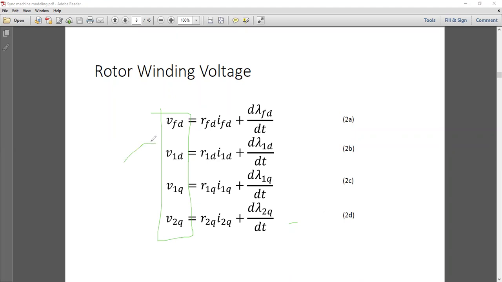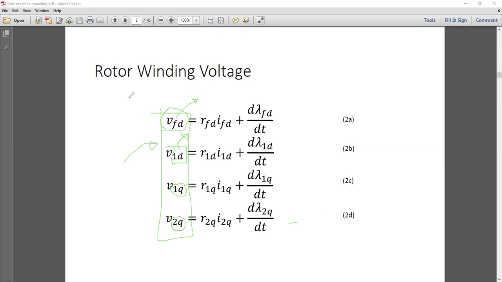Rotating frame. They are already in the rotating frame. Remember the location of the field winding? The field winding was present along the D axis. 1D is the damper winding, again either physically present or hypothetically modeled to capture the damper winding effect. So this is also along the D axis. 1Q and 2Q were along the Q axis. So there is a difference.